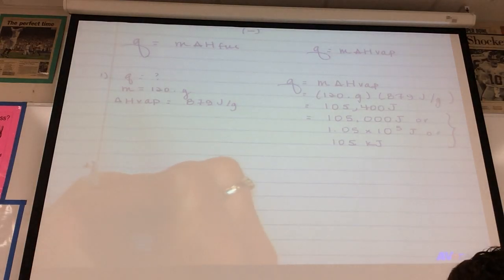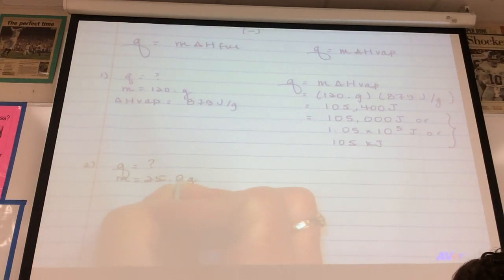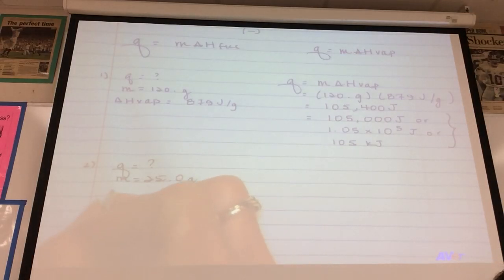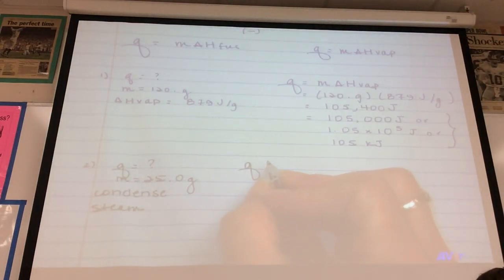In the second problem, it says how much heat is released when 25 grams of steam at 100 degrees Celsius condense. So they're mentioning condense, and they mention steam. So we're thinking water. Doesn't matter about the temperature. It's very interesting that water will boil at 100 degrees Celsius. Reverse process is condensation, but that quantity of 100 degrees Celsius does not figure into our problem.